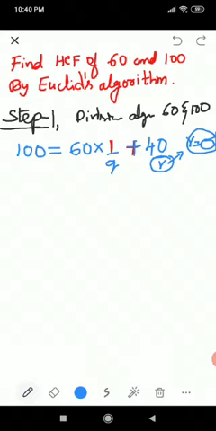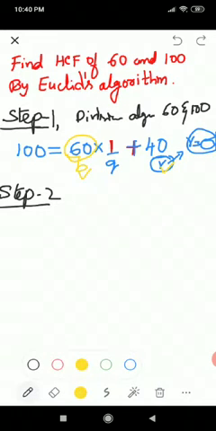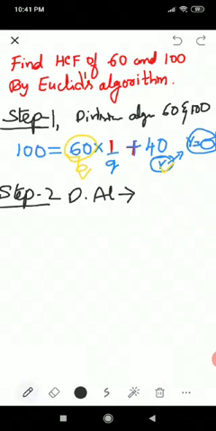So here I have to go for the second step. How can I start the second step? By taking the b value and r value. What is the b value here? 60. For each and every next step we have to take the b value and r value. That means in the second step I am using the division algorithm for the b and r values, that is 60 and 40. In step 2 we take b and r and continue the same division algorithm.